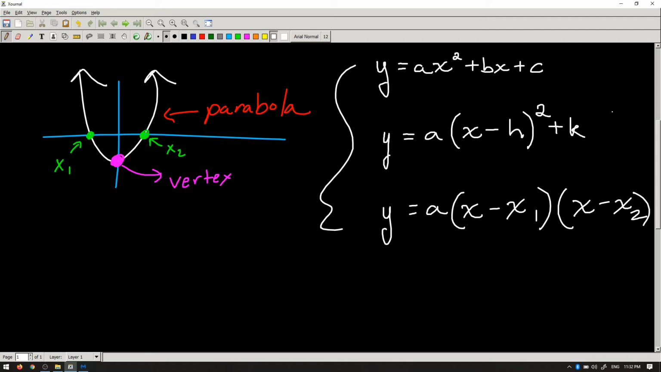So this one is called vertex. Oops, vertex. This one is called standard. And this one is called X-intercept form. Or you know what, I'm just going to call it intercept form.